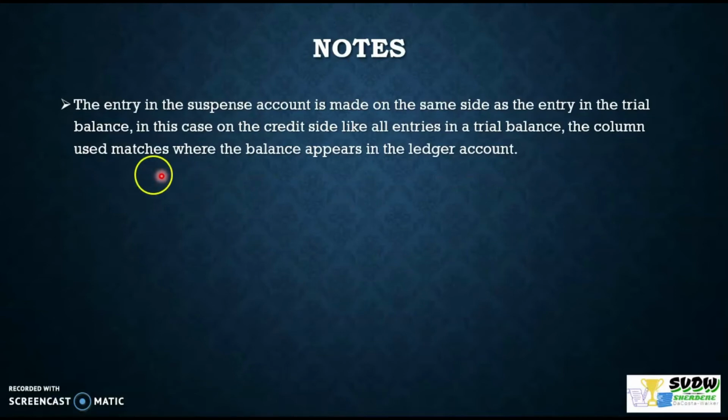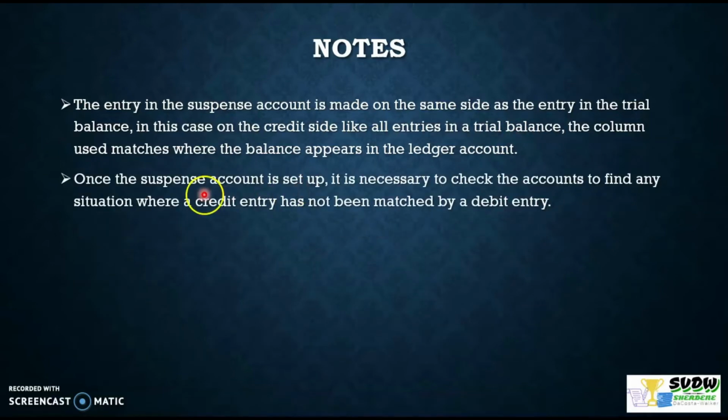Let's make some notes. The entry in the suspense account is made on the same side as the entry in the trial balance. In this case, as you can see from the example before, we had put the $40 on the credit side. Like all the entries in the trial balance, the column used matches where the balance appears in the ledger account. So because it is on the credit side in the trial balance, it should be on the credit side in the suspense account.